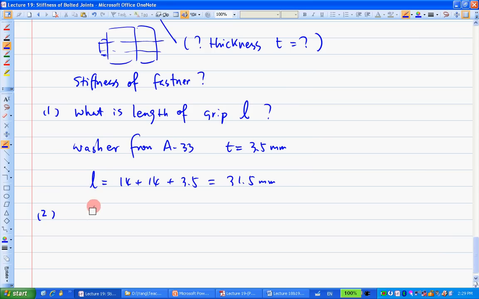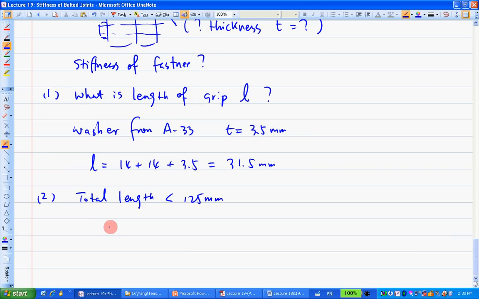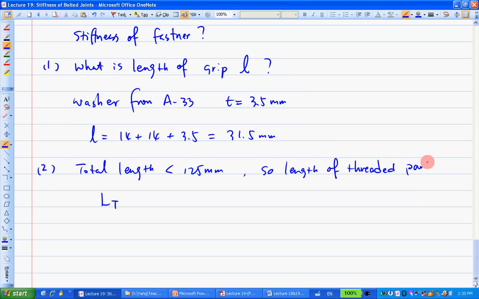Okay. I'll just write: the total length is less than 120 millimeter. And then the L_T, the length of the threaded part L_T is 2D plus 6, okay, 2D plus 6.